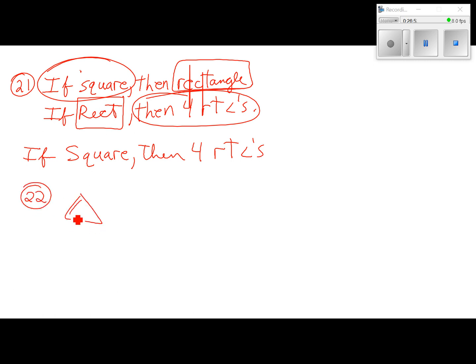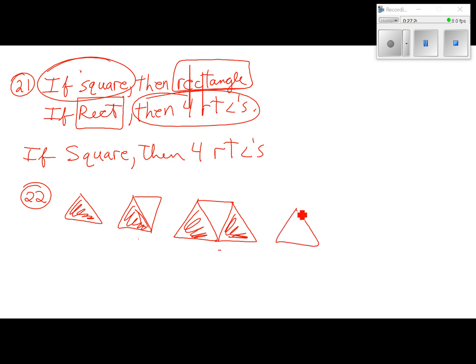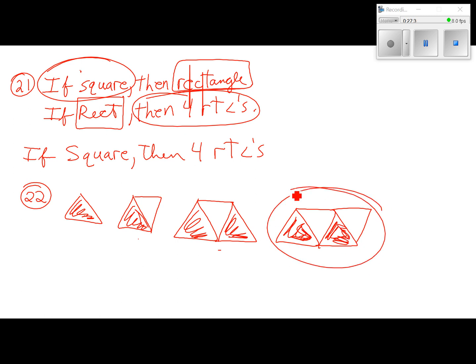22, they start off with this. That's shaded. Then they have this. That's shaded. Then they have this. That's shaded. That's shaded. And they want you to sketch the next figure in the pattern. Well, this one had 1, this one had 2, this one had 3. So the next one, I'm guessing, is going to have 4. And this one's going to be shaded, and this one's going to be shaded. That should be your answer.